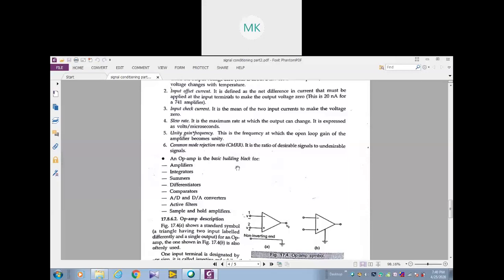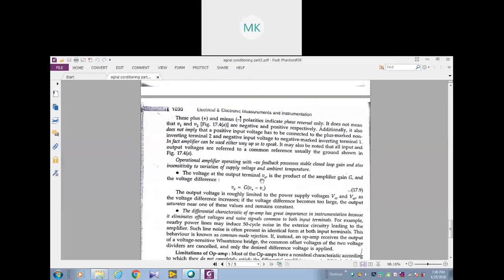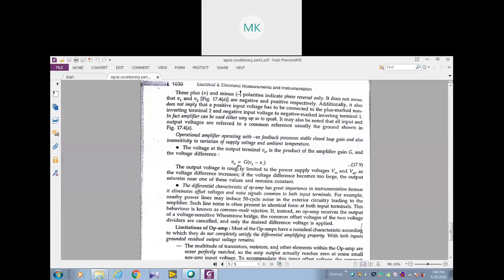An op amp is the basic building block for amplifier, integrator, summer. Everywhere we are using the operational amplifier. Now see the basic diagram of the operational amplifier symbol. It consists of 2 inputs. One is inverting, another one is non-inverting. This is the output. It operates with positive and negative power supply, plus or minus supply. The output voltage of the operational amplifier is the multiplication of the difference of the 2 inputs, V plus minus V minus, the non-inverting input and inverting input, times the gain of the circuit.